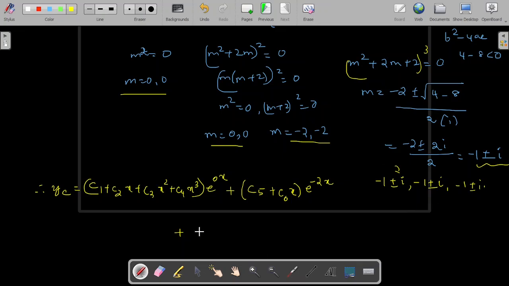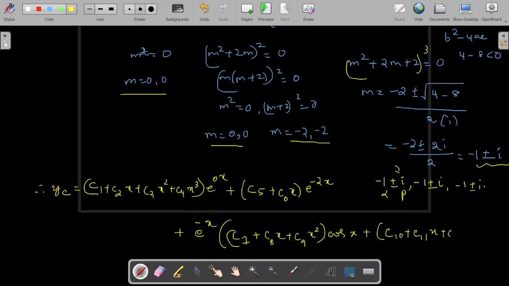Therefore you will have e to the power minus x, alpha is minus 1, beta is 1, into, within this bracket, you have to write the repetitions. It is repeated 3 times, therefore c7 plus c8x plus c9x square, into cos x, plus similarly c10 plus c11x plus c12x square into sin x. So this gives you the complementary function or solution of the given differential equation.